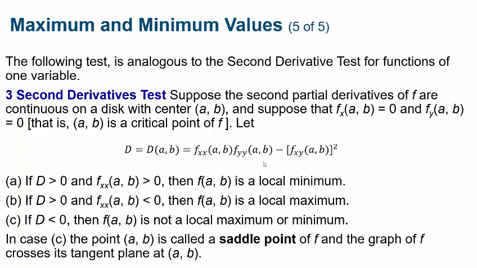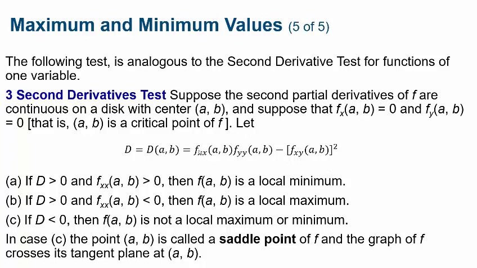Okay, so (a, b) is a critical point. Then we define this value D. D is a function of a and b at this critical point, and it's equal to the following formula. It's a little bit complicated.